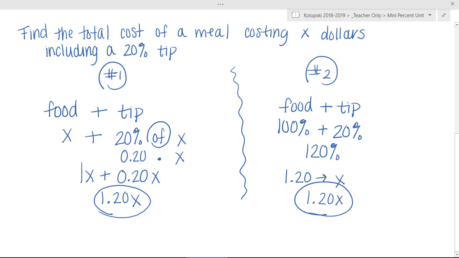Either method will still give you the same answer. It all just depends on which one you like better. If I had to pick, I like option number 2 because I think there's fewer steps.